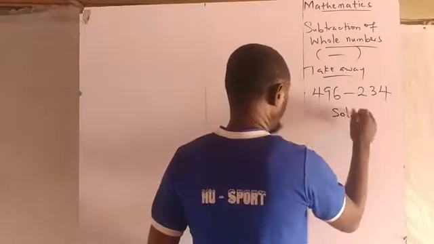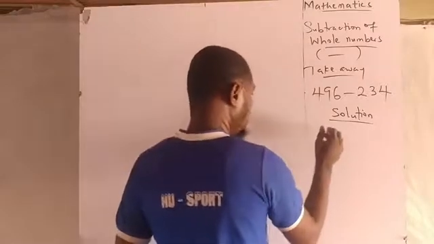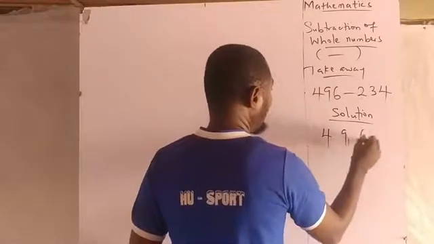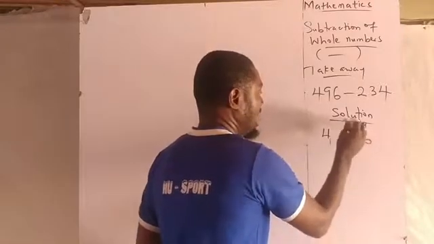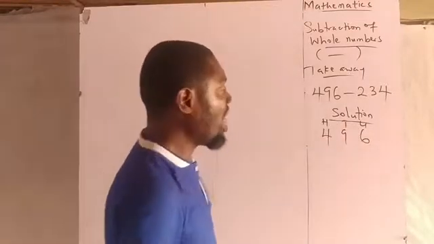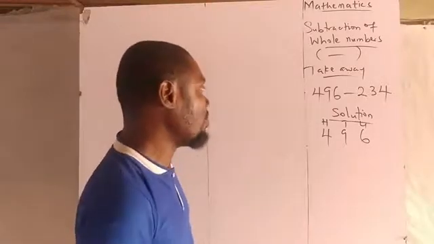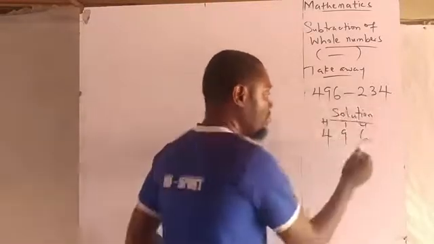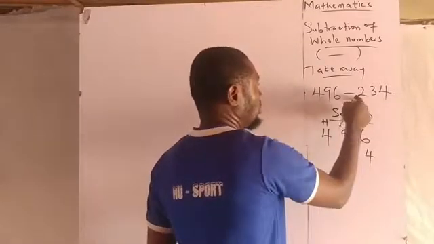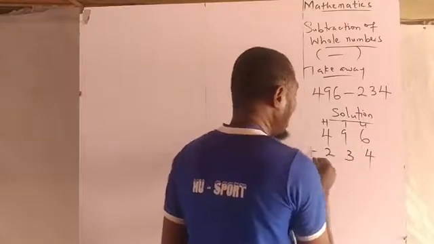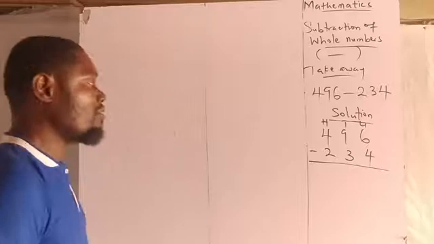Write your solution. Write the first number, 496. Remember, this is your unit, tens, and hundred. So arrange your numbers properly to fit in each of the place value. This is the unit 4. Put it under 6, 3 under 9, and 2 under 100. Don't start arrangement from the 100 part. Always start your arrangement from the unit part.